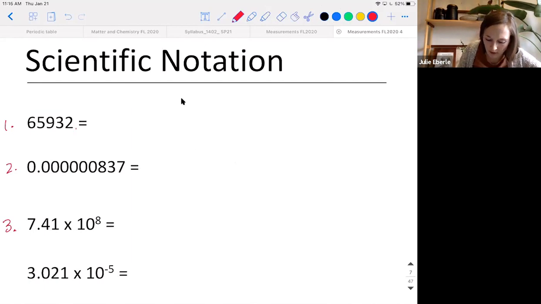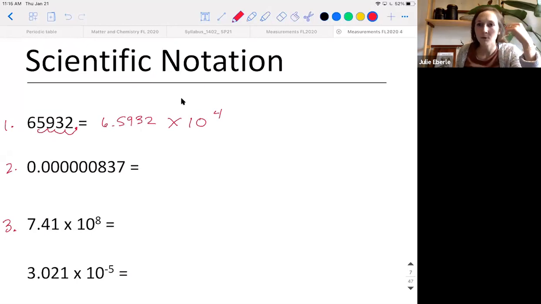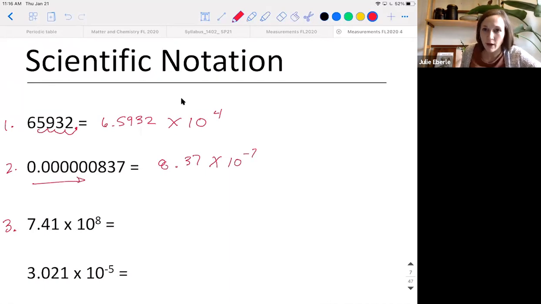Okay, for the first one you may have done, the decimal should be here. I'm going to go ahead and write this out. What did you guys get for the second one? Anybody have the second one done? You can type your answer in the chat. So I got 6.5932 times 10 to the power 4. Okay, in the chat, I'm seeing we got 8.37 times 10 to the negative 7. Make sure your exponent's negative there because we're moving the decimal to the right 7 places.